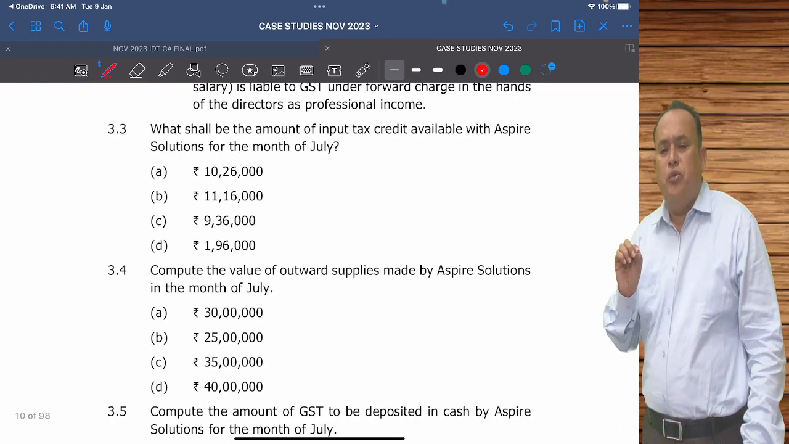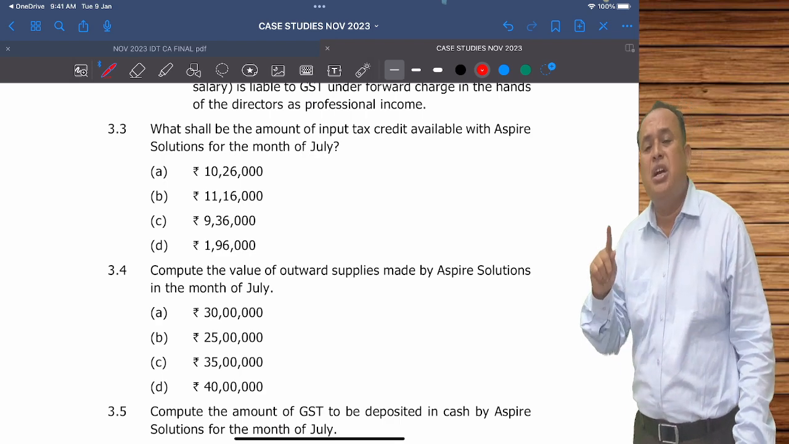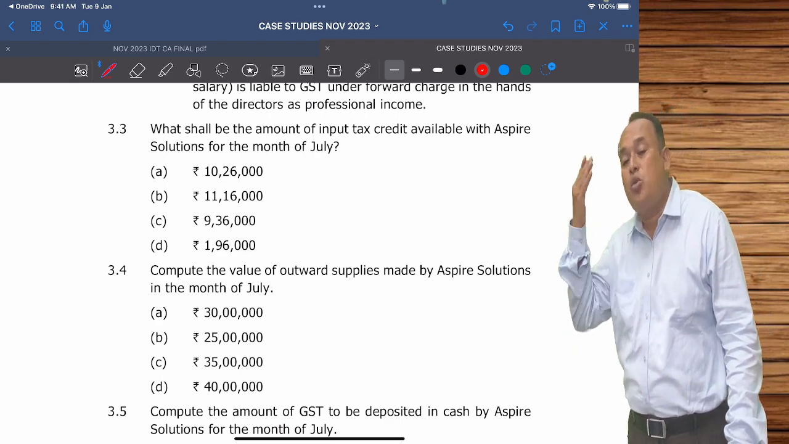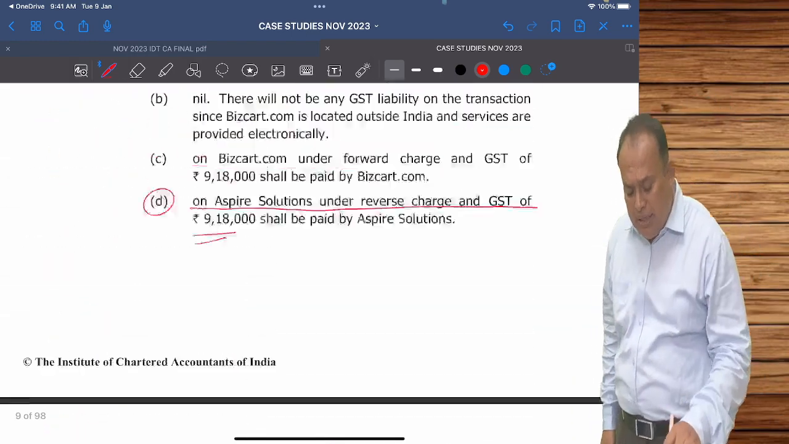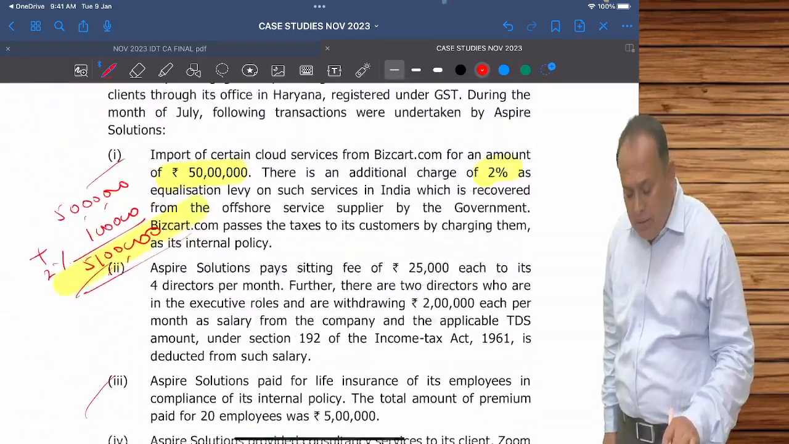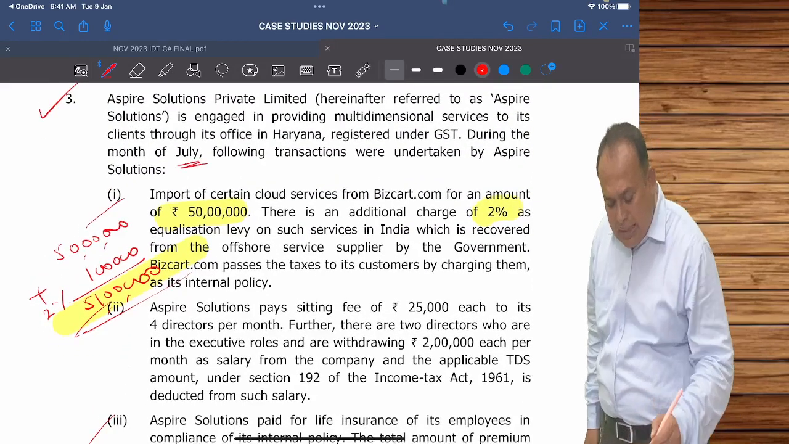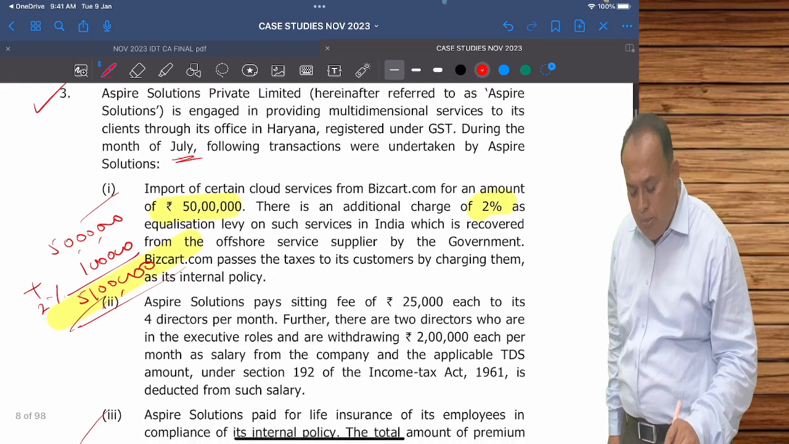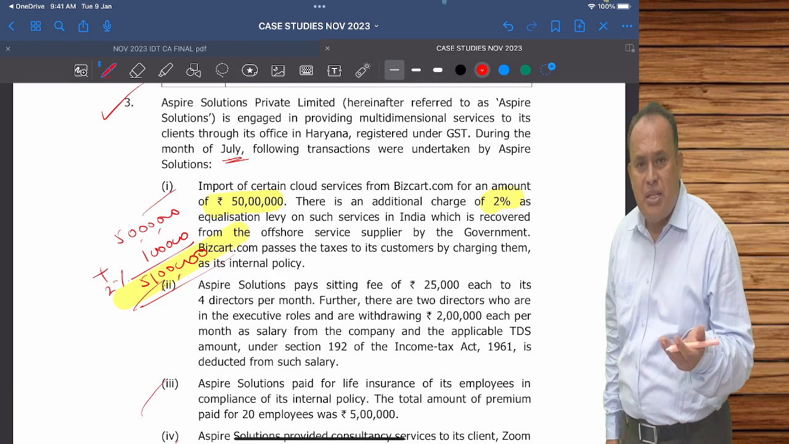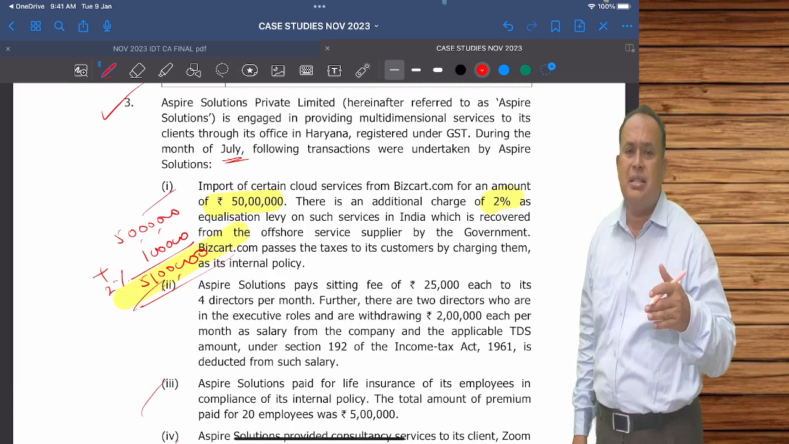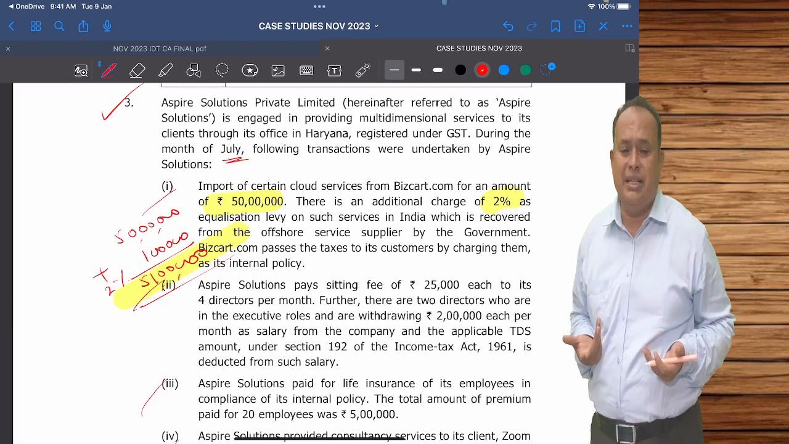Further, 3.3. What shall be the amount of input tax credit available with Aspire Solutions for the month of July? What is the quantum of input tax credit available in the month of July? Sir, here they said, in the month of July they imported these services, 51 lakhs. They have to pay the GST on 51 lakhs, which is an inward supply under RCM. Whatever they pay under RCM by electronic cash ledger, the same can qualify for the month of July itself as input tax credit, as you are aware.